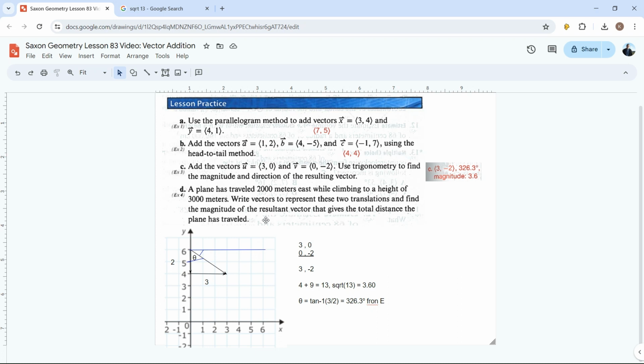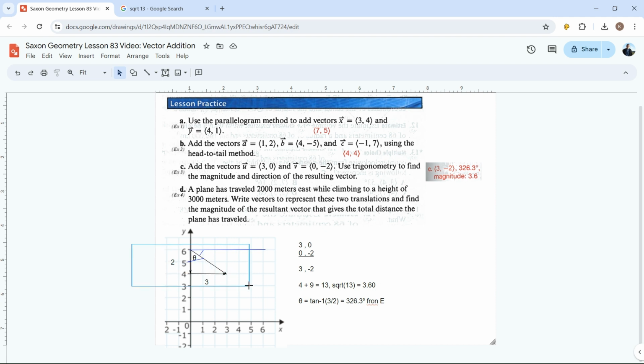According to our final problem, we have a plane that traveled 2,000 meters east while climbing to a height of 3,000 meters. We need vectors to represent these two translations and find the magnitude of the resultant vector that gives the total distance the plane has traveled. So it's moving 2,000 meters east, climbing to a height of 3,000 meters. So that's not too hard.